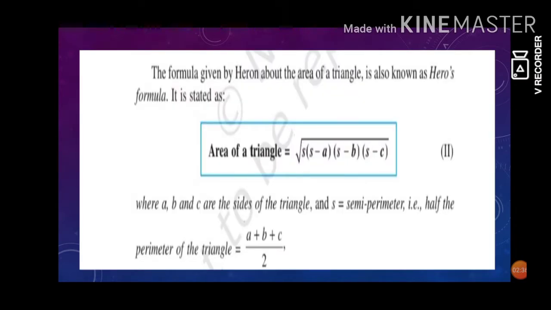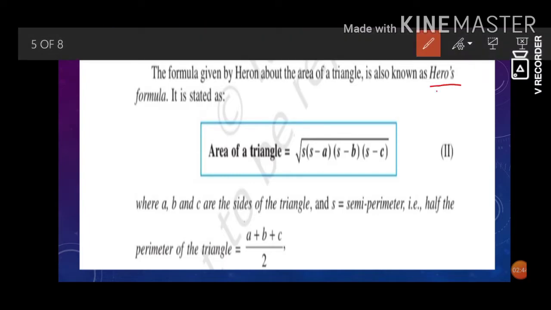So Heron's formula is like this. It is also called Hero's formula. The formula is: area of the triangle is root under S into S minus A, S minus B and S minus C.